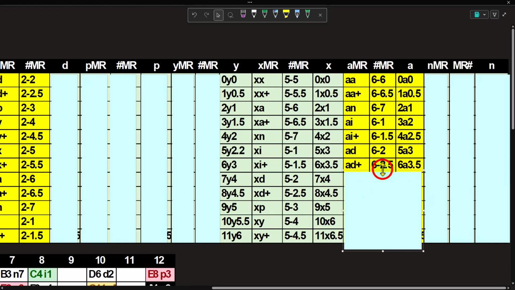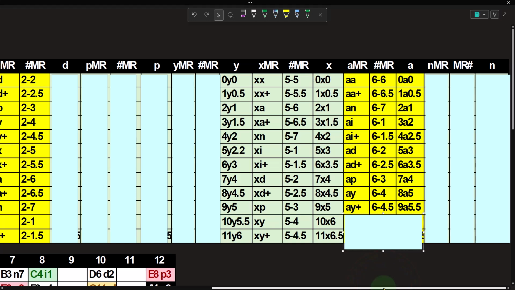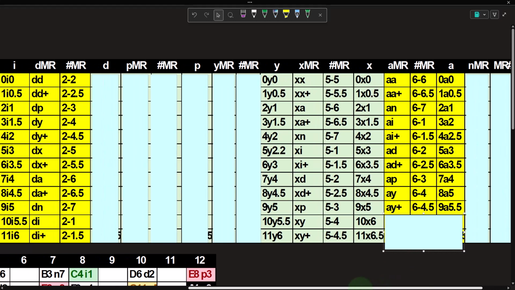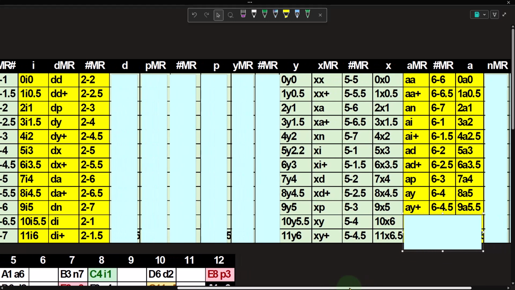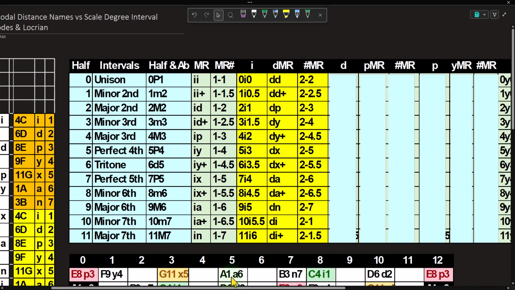Let's go to the next one. An AY plus modal range. That's going to be a 6 to a 4.5 modal range. Distance: 9 nodes away from the Aeolian node, 5.5 modal half steps, which you would think would be a 6.5 distance from a scale degree. But if I go on over here, we're looking at a 9 node away. It's going to be a 9 node away major 6, right?